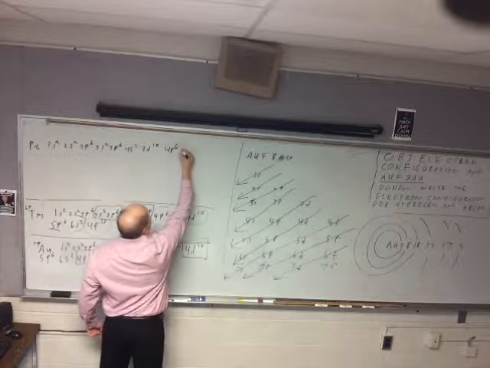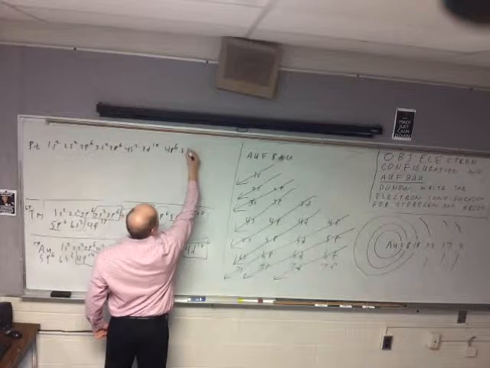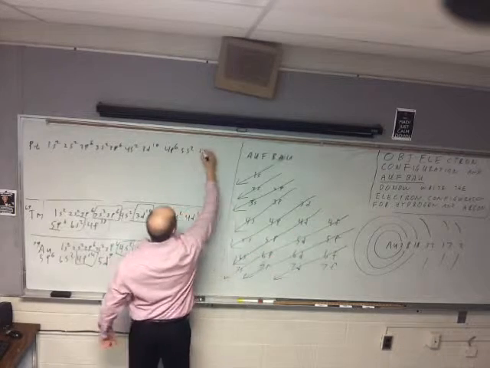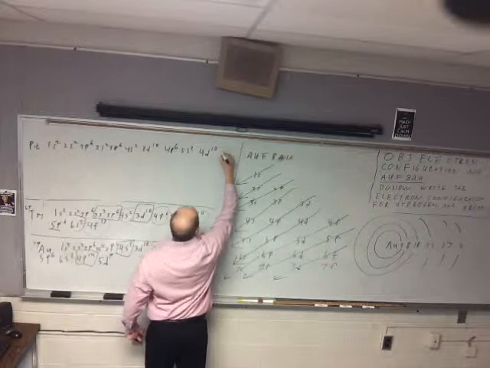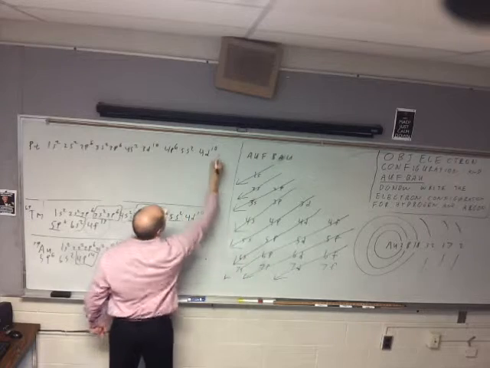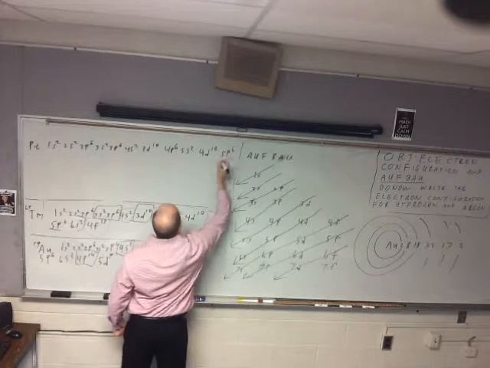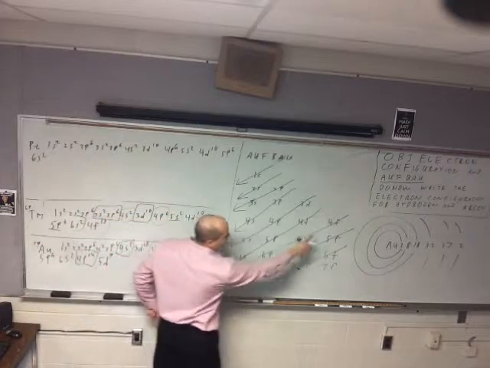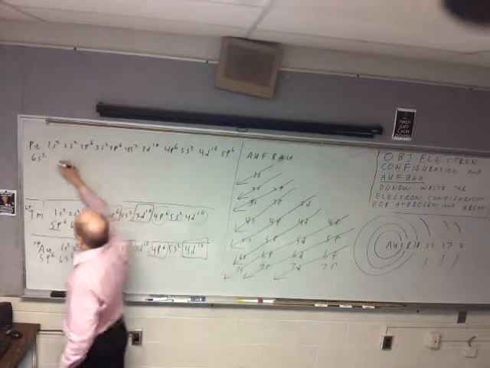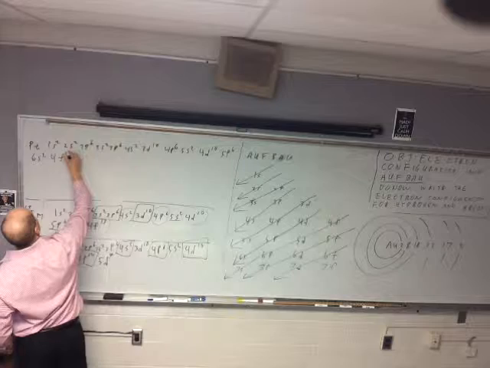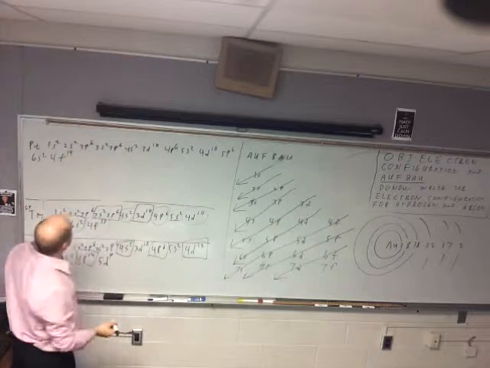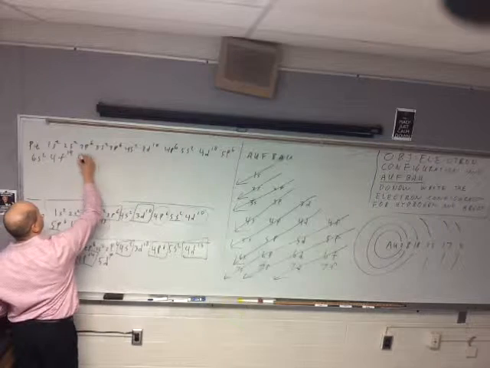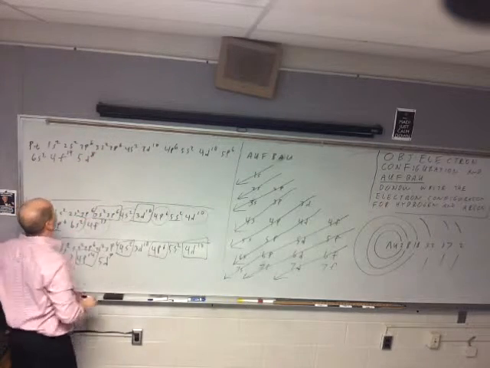4p6. 5s2, 4d10, 5p6, 6s2, and 4f14. Here's another one I always remember, because 4f is at 70, so that's a nice round number. So next is 8 more, so we just fill the d up to 8, 5d8. And that's our 78 electrons.